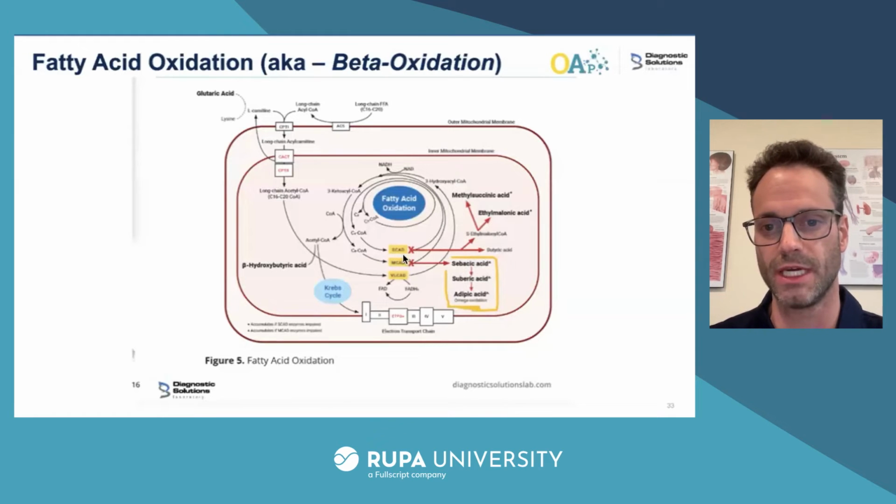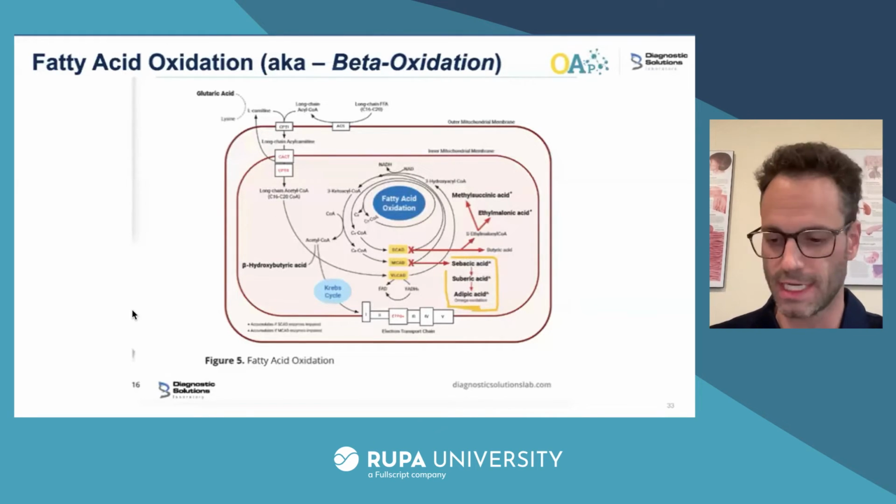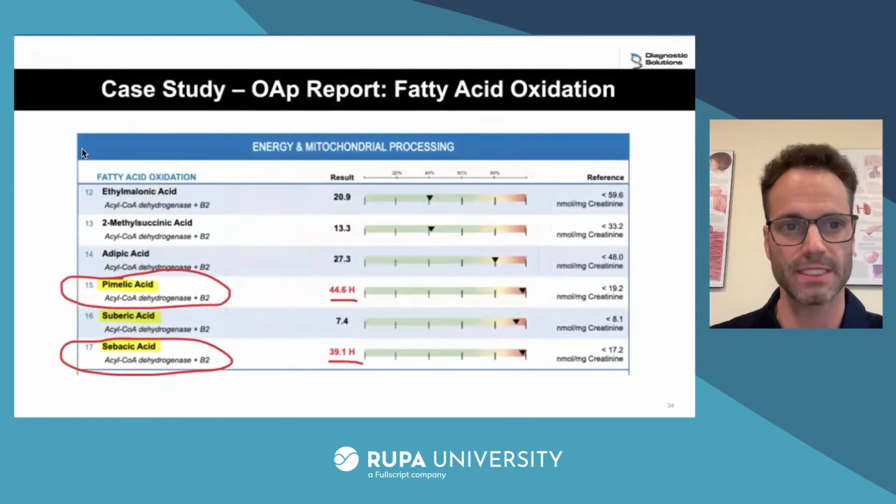This is a medium chain fatty acid after it's been broken down. And then you have suberic acid, sebacic acid, and adipic acid. When those are out of line, then you know that there are specific cofactors involved. In that case, it may not be L-carnitine. It may be more vitamin B2, which is used for FAD. So that's very important for this part of the test.